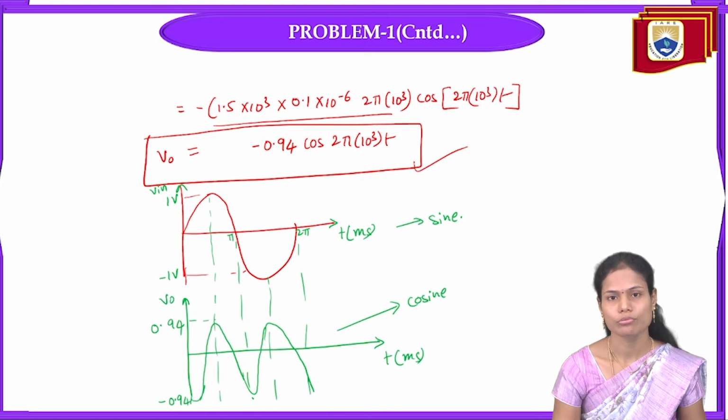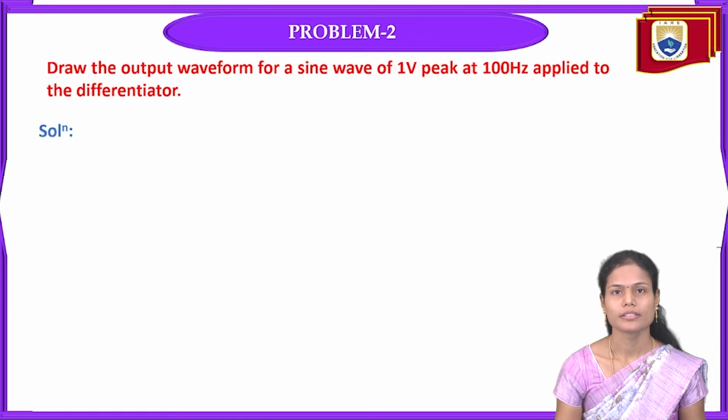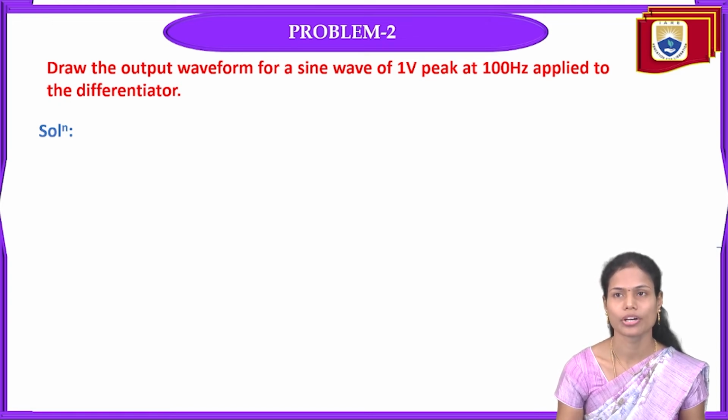So in this way we need to design the practical differentiator for the given frequency range of the signal. So next we will move on to the second problem, that is, draw the output waveform when a sine wave of 1 volt peak at 100 Hz is applied to the differentiator.